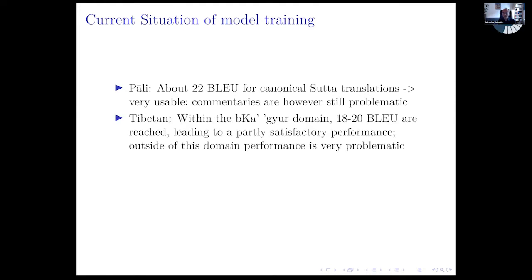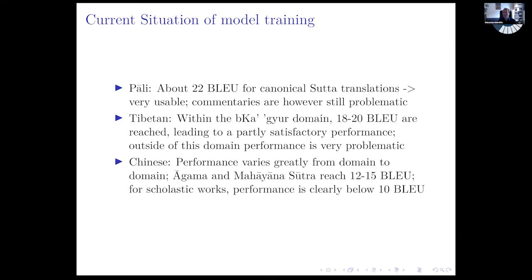For the Tibetan, when we stay within the Kangyur domain, we get something between 18 and 20 BLEU, which is not bad, I would say. It's already something that can assist a translator and maybe make the translation process faster than if doing it all from scratch by hand. But as soon as we leave the Kangyur domain, performance is very problematic. So I cannot advise this model to be used for Tengyur translations. For this, we have to wait until we have enough training data on that end.